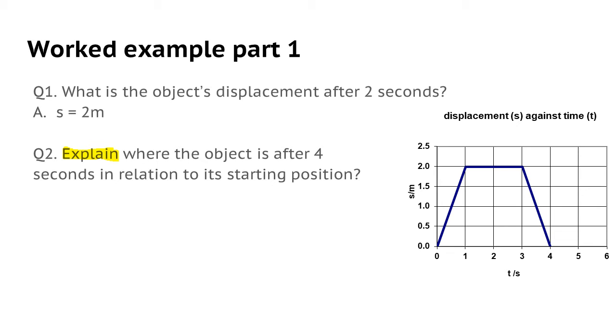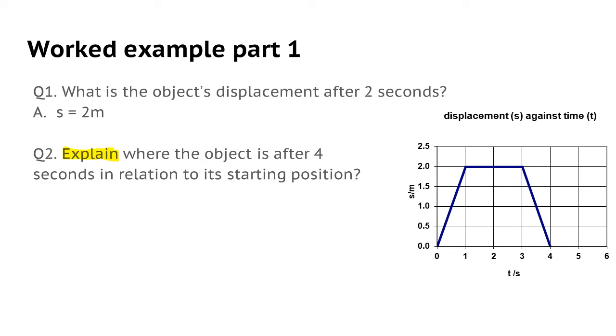So let's go back to what's going on here. After 4 seconds, we're looking for 4 seconds here. So we go along to the graph and we look at 4. And at 4, the graph is down at 0. Back at 0 seconds. That's our 0 meters. So that means that the displacement is 0 meters. So where is the object?